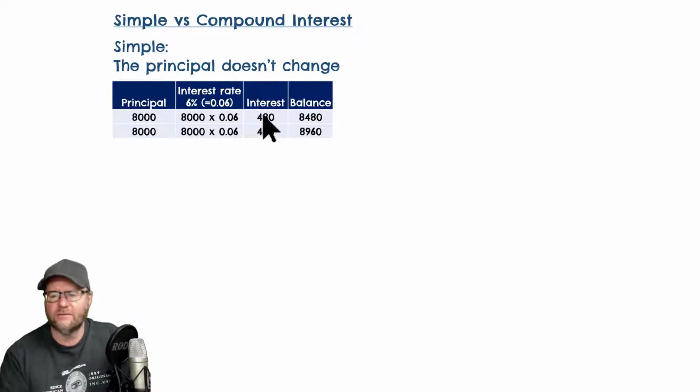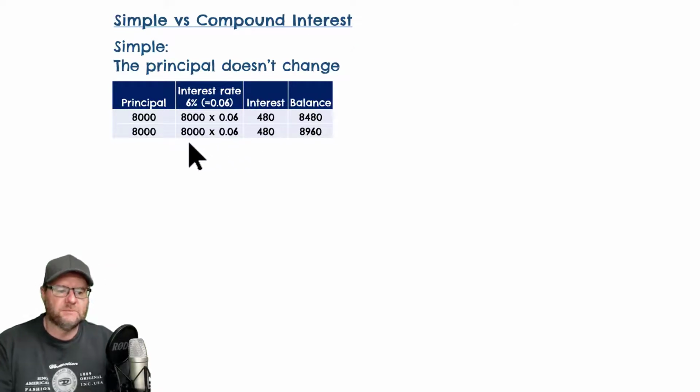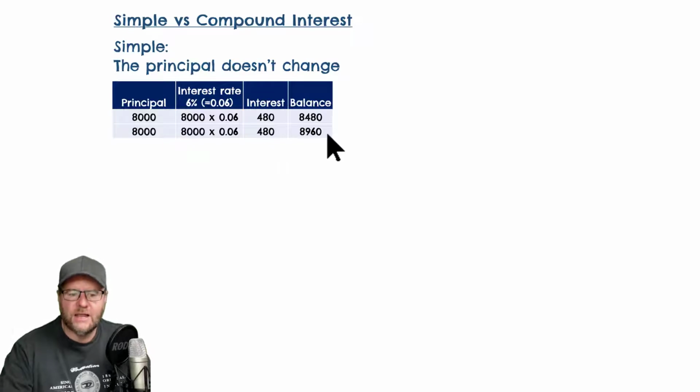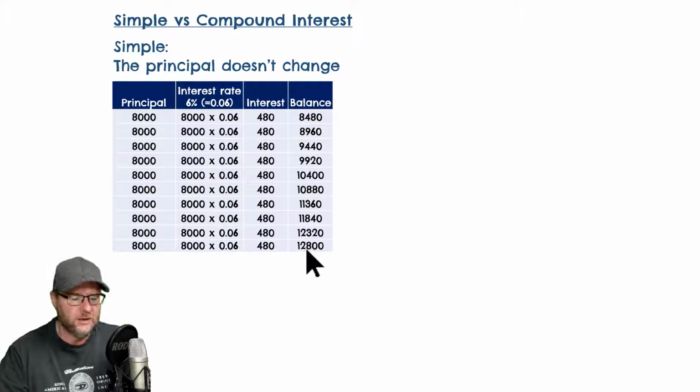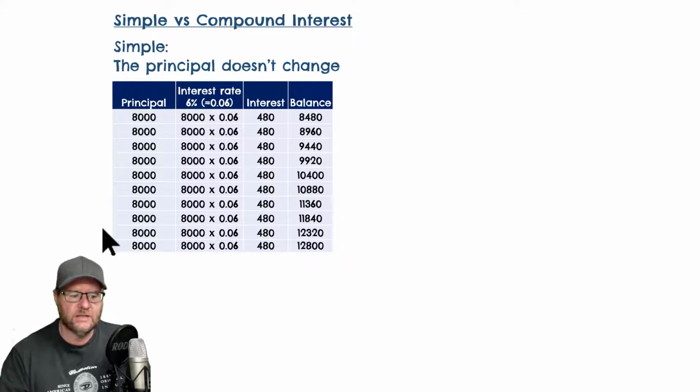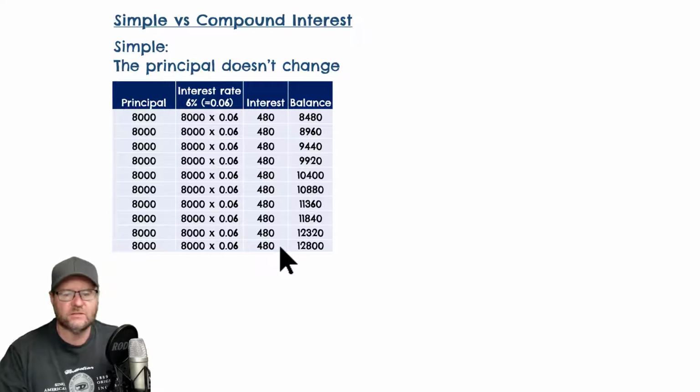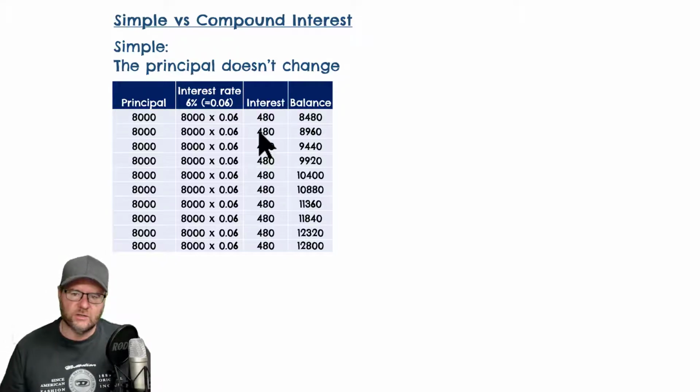Now if I go to year 2, after the second year, the principal is still 8,000. So let's say that 480, I've taken it and I've put it somewhere else. I haven't put it back in the bank. So another 6% is another 480. So now I've got my 8,000 to start with, plus 2 lots of 480 worth of interest. If I follow that right through for 10 years, what I end up with is a value of 12,800. So the original 8,000 and 10 years worth of $480 worth of interest. So that's simple interest all the way through. The principal didn't change. We just took the interest and we put it aside.